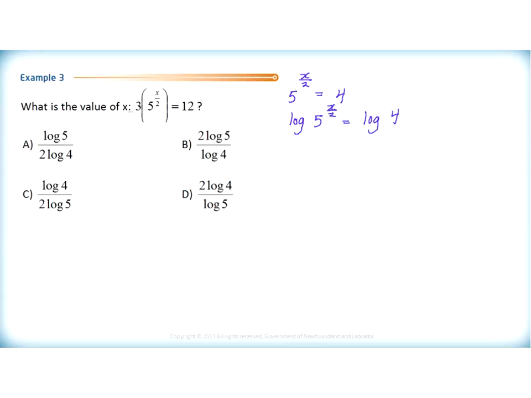The power law allows us to take the x over 2 and put it in front of the log of 5 to equal the log of 4. In order to get rid of this fraction x over 2 here, we can multiply both sides of this equation by 2. So if you multiply by 2, that results in x times the log of 5 is equal to 2 times the log of 4. In solving for x, you will divide both sides of that equation by the log of 5.